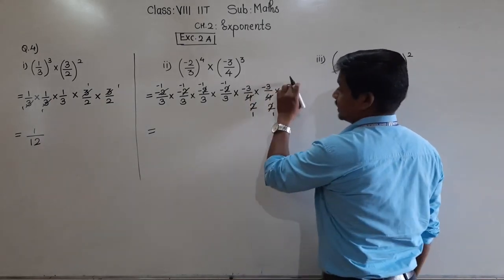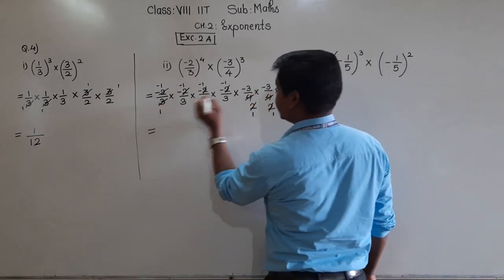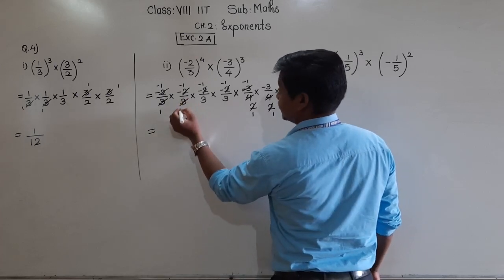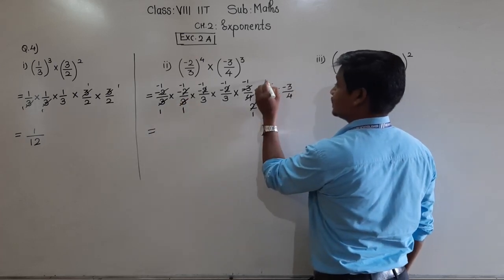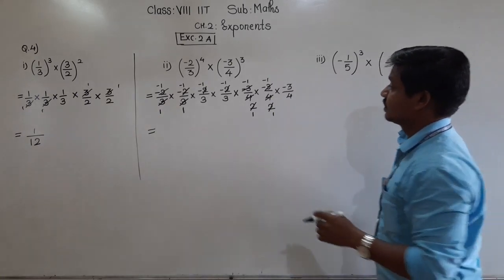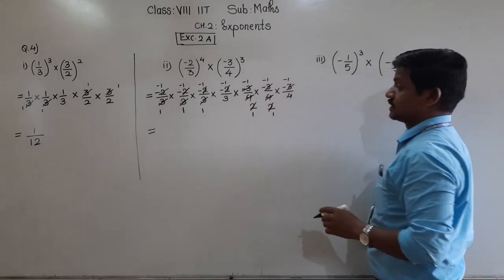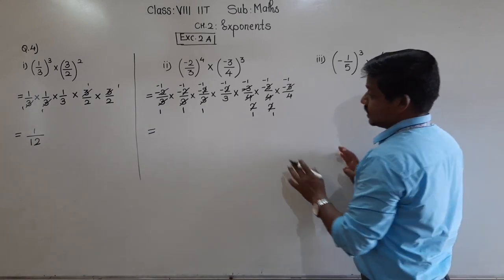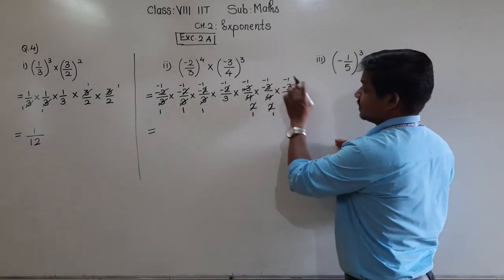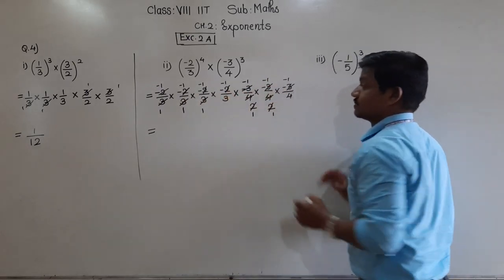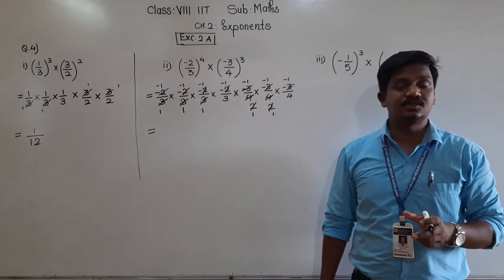Then coming towards the 3. These 3 ones are 3 and 3 ones are 3, -1. And 3 ones are 3, 3 ones are 3. And this also 3 ones are 3, 3 ones are 3, -1. Understood? So now see, in the numerator what remains? -1 into -1 into -1, likewise 7 times. So 7 times -1.